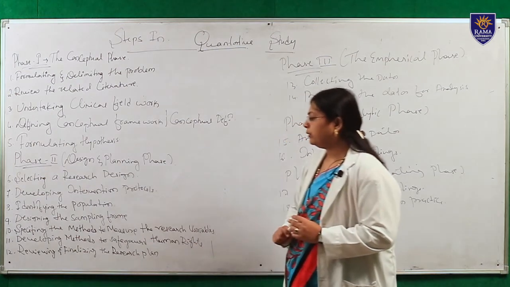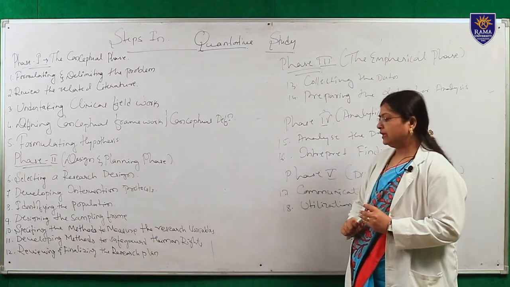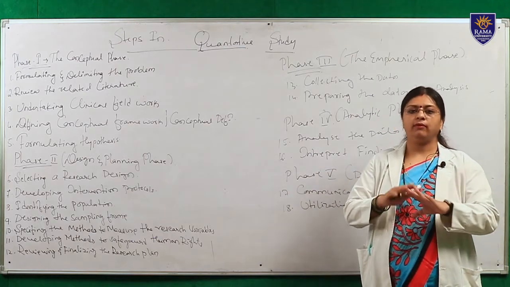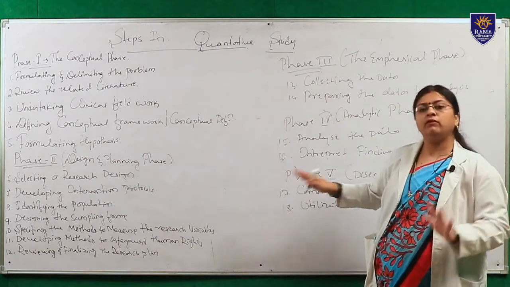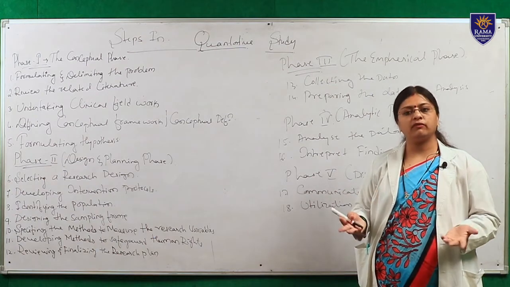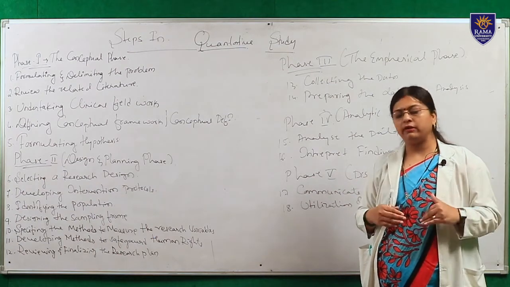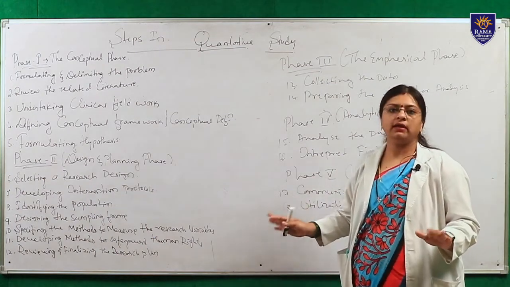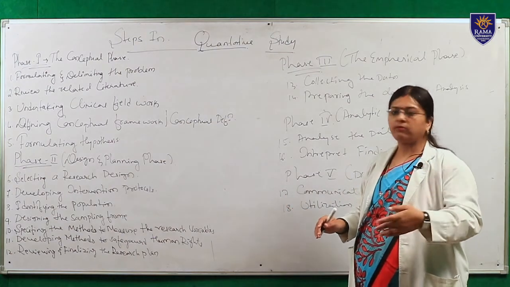And finally, what are we doing? Reviewing and finalizing the research plan. We check whether everything we have done is okay or not, and whether we can go for the further study or not. Once we review it, we will finalize our research plan. That is step by step how we are going to do it.